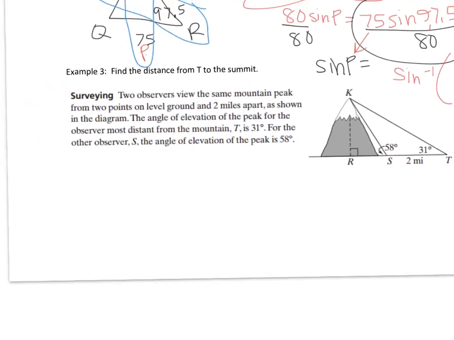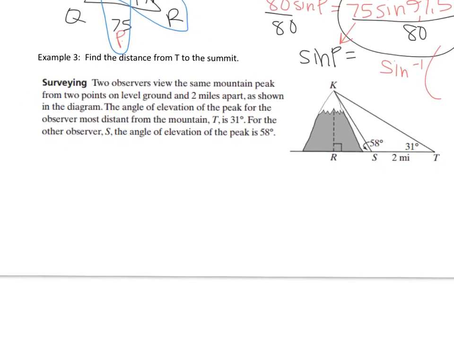And then here's an application of this. Two observers view the same mountain peak from 2 points on level ground 2 miles apart. The angle of elevation for the observer most distant from the mountain is 31 degrees. For the other observer, the angle of elevation of the peak is 58 degrees. So somebody stands right here and they see 58. Somebody stands right here and they see 31. Find the distance from T to the summit. So the summit is up here. So you're finding what this distance is, T. Actually that's kind of confusing because this looks like little s. So we'll call that s.